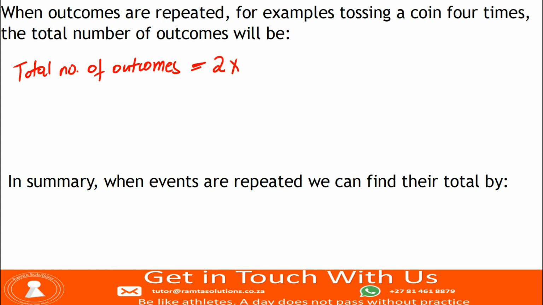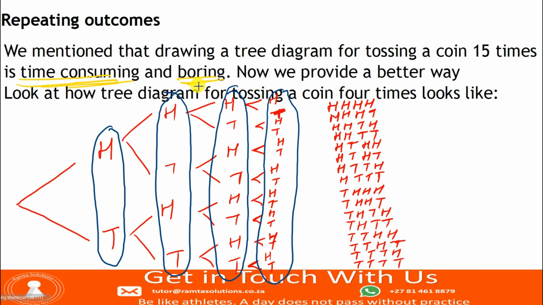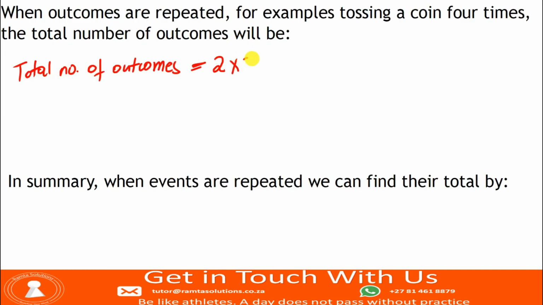When we toss the coin the second time, what are we getting? We still get head and tail. It's still 2. When we toss it the third time, it's still head and tail. They are 2. When we toss it the fourth time, what are we getting?